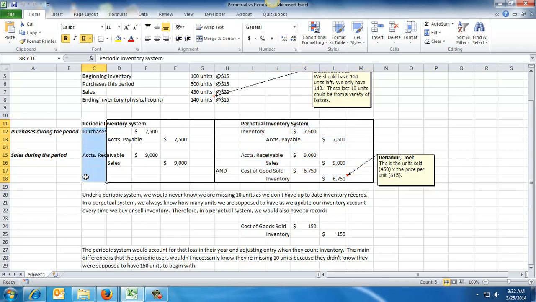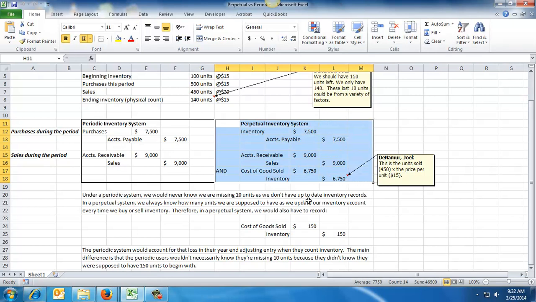However, with that being said, some companies still use this system. Other companies will still use this system, just depending on what best meets their needs.